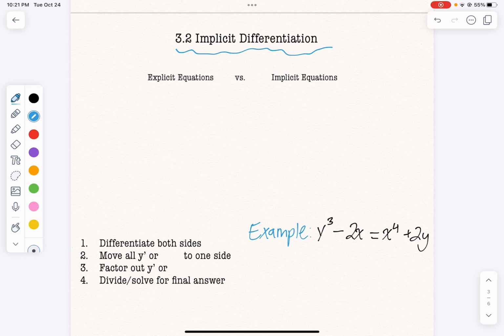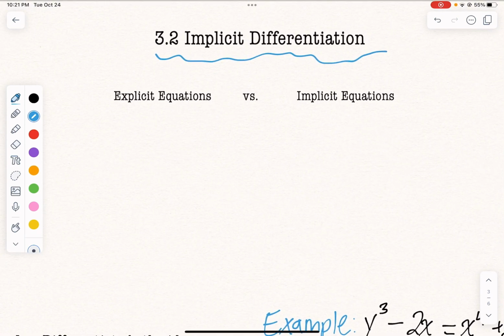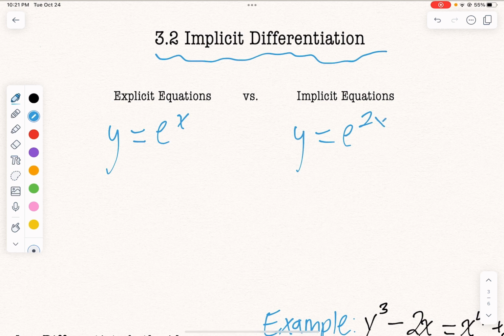Alright, so first things first, we're gonna learn the difference between explicit equations versus implicit equations. And I think the best way to see this is with an example. For explicit equations, y equals e to the x is explicit because you can easily solve for the variable, x or y or whatever. However, with an implicit equation, for example y equals e to the xy, you aren't able to specifically solve for y or x. You couldn't solve for y in this equation.